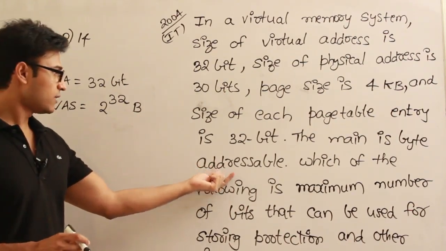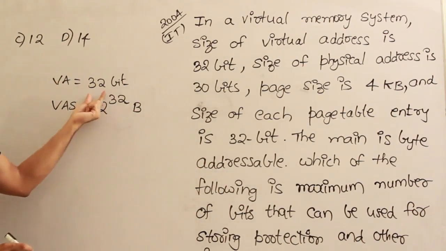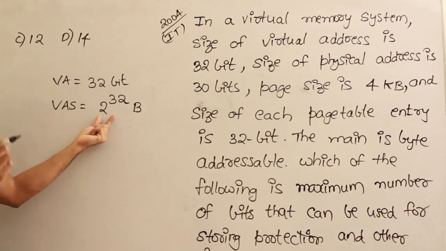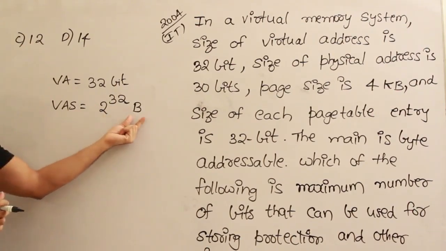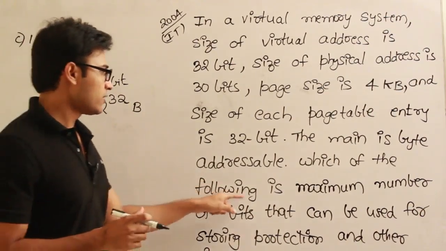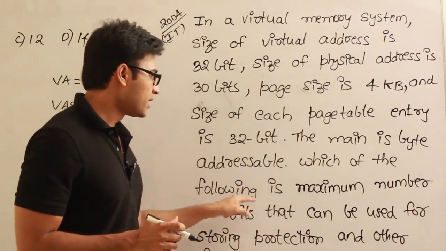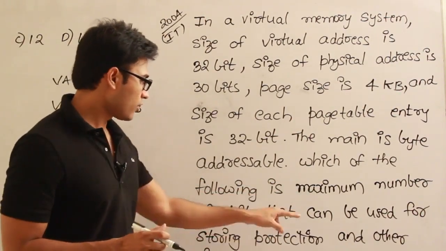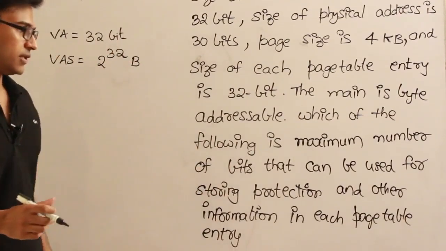If it is byte addressable, then we are going to take the virtual address, and the address space will be 2 power 32 into the addressable units, and in this case it is bytes. Then, which of the following is the maximum number of bits that can be used for storing the protection and other information in the page table.